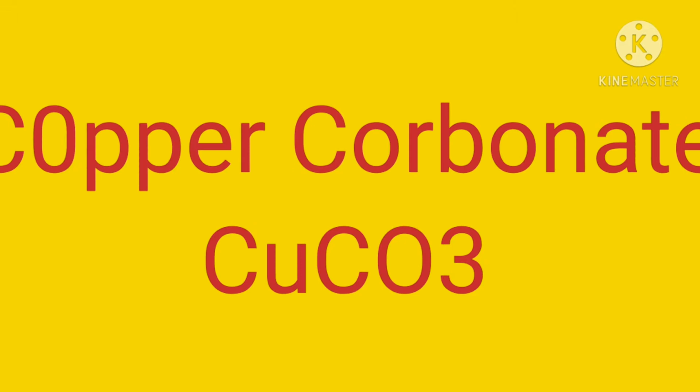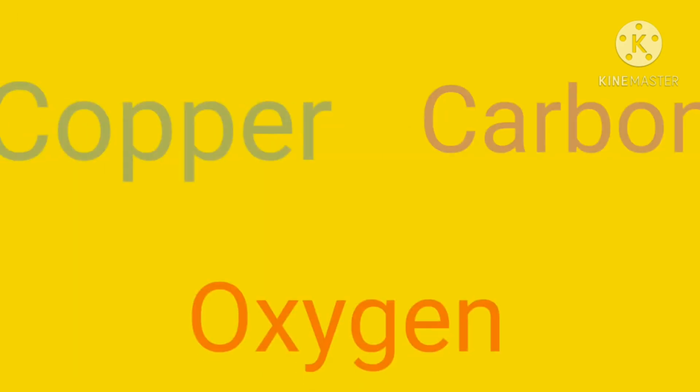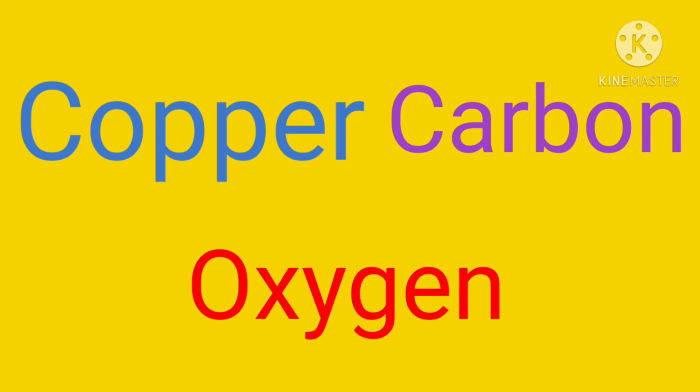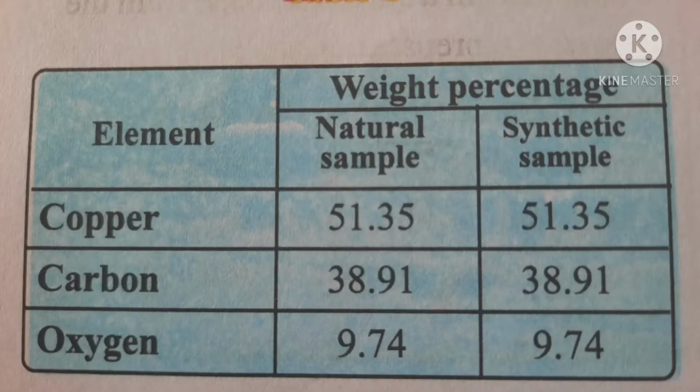Proust took two samples of copper carbonate. Copper carbonate is a compound of copper, carbon, and oxygen. He took a sample from nature and another sample prepared in the lab and decomposed them chemically to find the percentage of copper, carbon, and oxygen in the two samples.